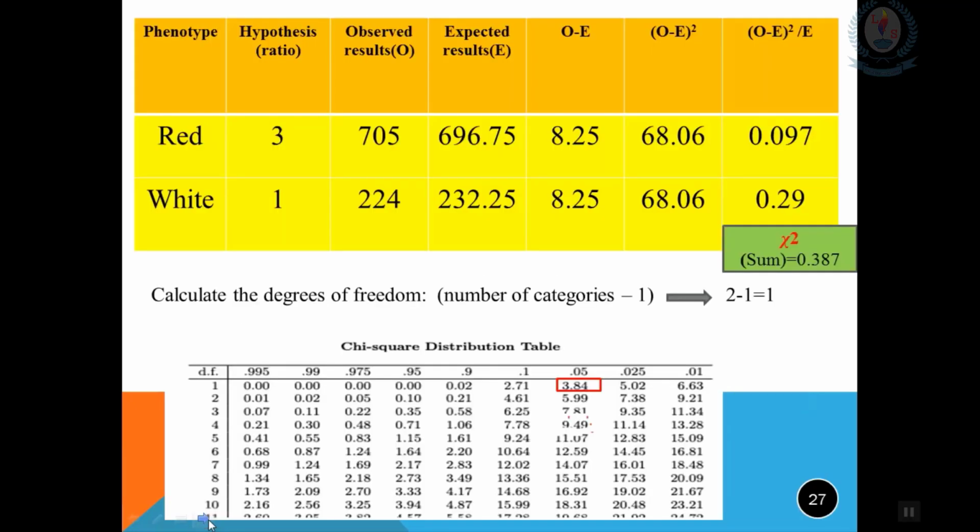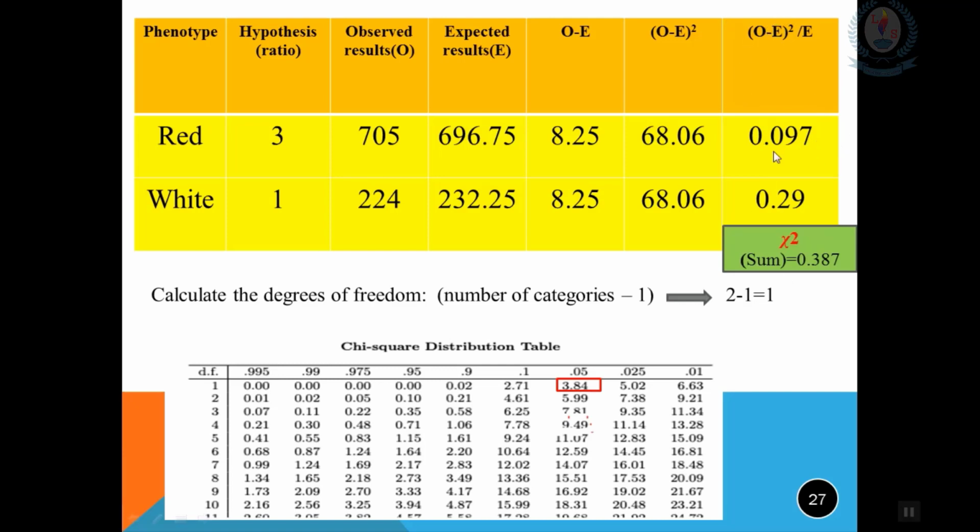Let's have a look. So first you have to prepare a table like this. In this column you have to state the hypothesis or the ratio of the expected values, and you have to state the observed results and the expected results, and we have to take the difference between the observed and the expected results, square it, and divide it by the expected result value.